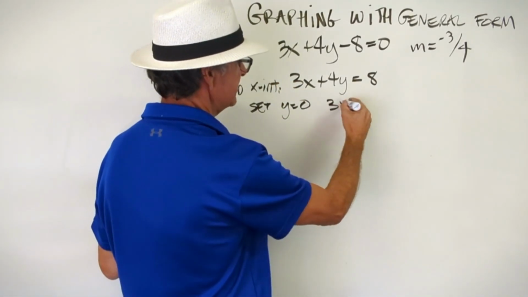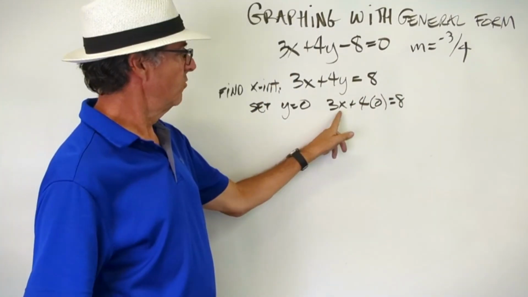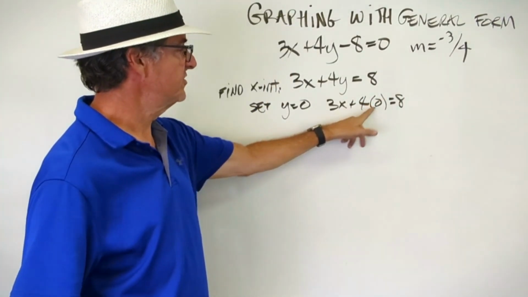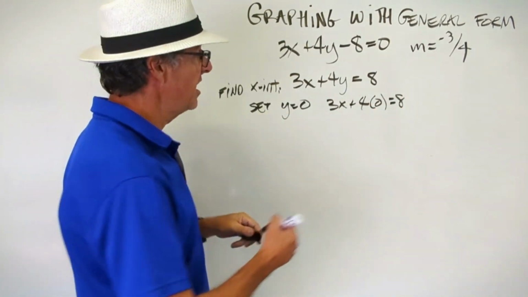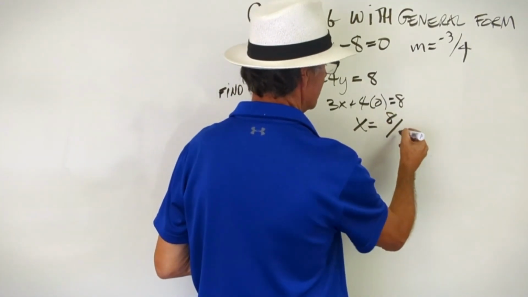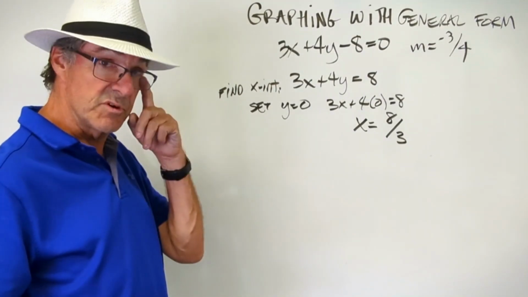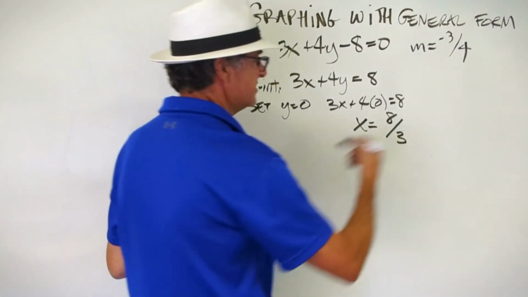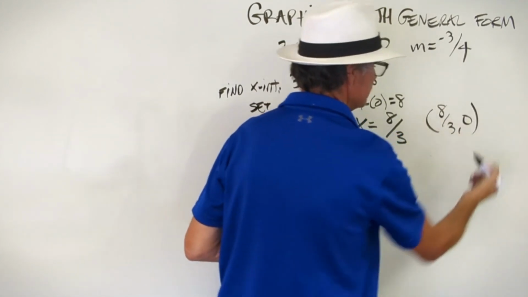So I have 3x plus 4 times 0 equals 8. Once we plug in our 0, this goes to 0. We get 3x equals 8. We divide by 3 on both sides. I'm going to get x equals 8/3. So this becomes the x-intercept. This is where the line crosses the x-axis. And so that's going to be (8/3, 0).